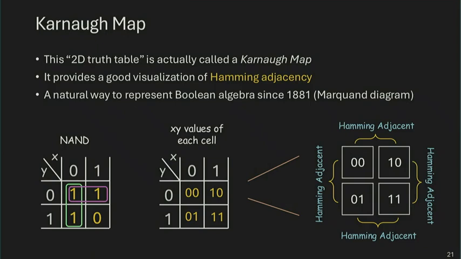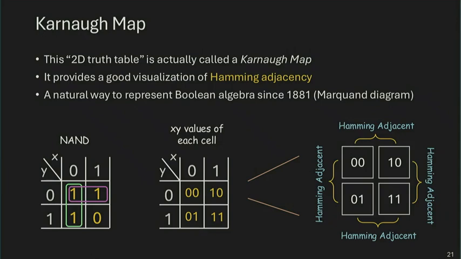And in fact, if you look at the binary representation of each cell, 00, 01, 10, 11, all of the neighbors sit next to each other. So 00 has 2 neighbors, 10 and 01, and they sit next to each other. And therefore, by visually grouping together a bunch of 1s, you can get a more minimal implementation. 01 has 2 neighbors, 00 and 11, and they all sit next to each other. Again, by visually grouping together adjacent 1s, you can build a more minimal function.